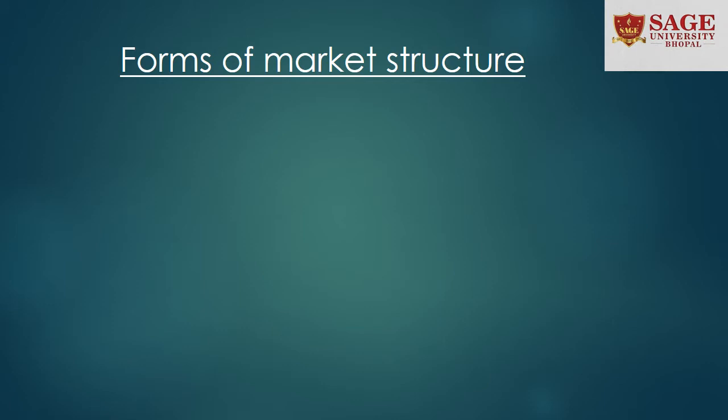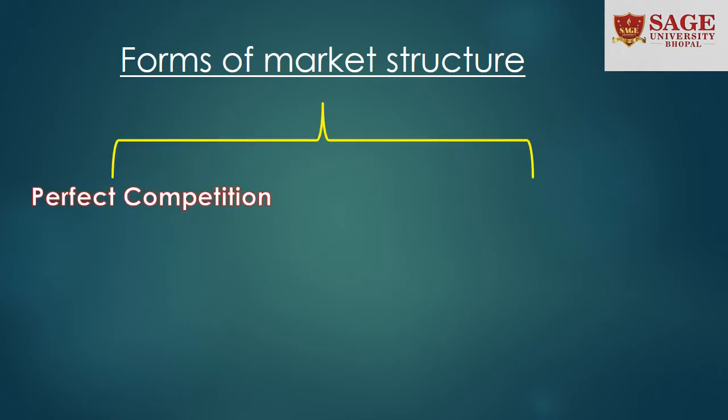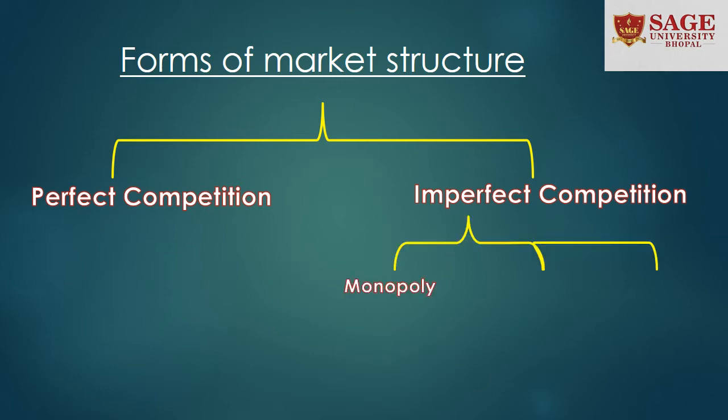Now let us move to the forms of market structure. Market structure is classified into two: perfect competition and imperfect competition. Imperfect competition is further subclassified into three forms: first, monopoly; second, monopolistic competition; and third, oligopoly. Let's understand each of them one by one.